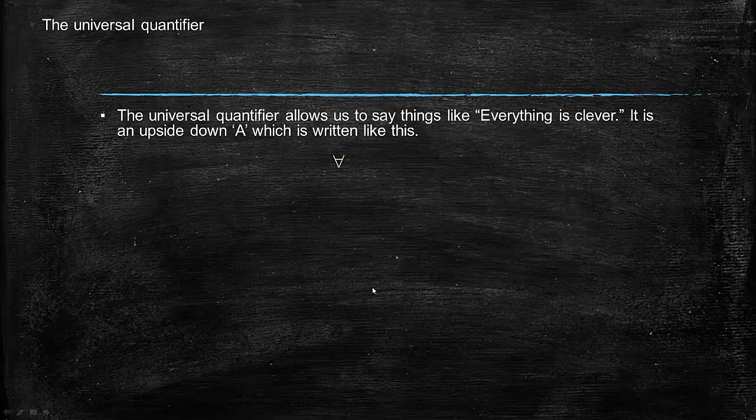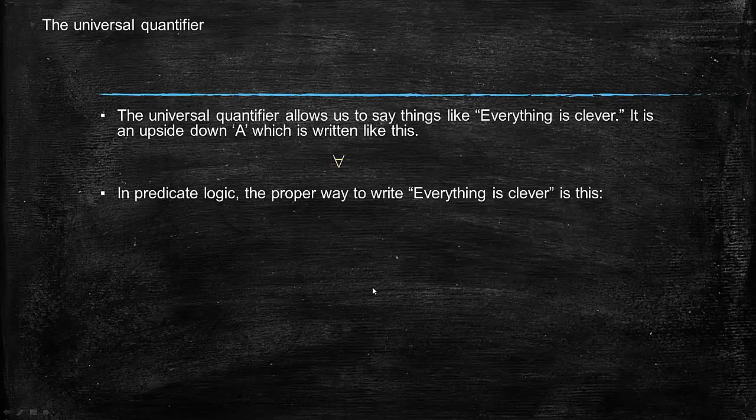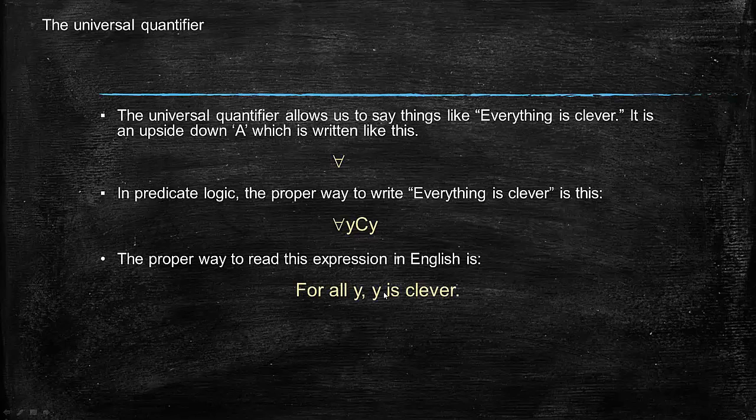Now, the universal quantifier allows us to say things like everything is clever, and it's written as an upside down A. So we've got a backwards E and an upside down A. So in predicate logic, the proper way to write everything is clever is this. For all y, Cy. Okay, so how do you read that? The proper way to read this is for all y, y is clever. So for all y, y is clever.